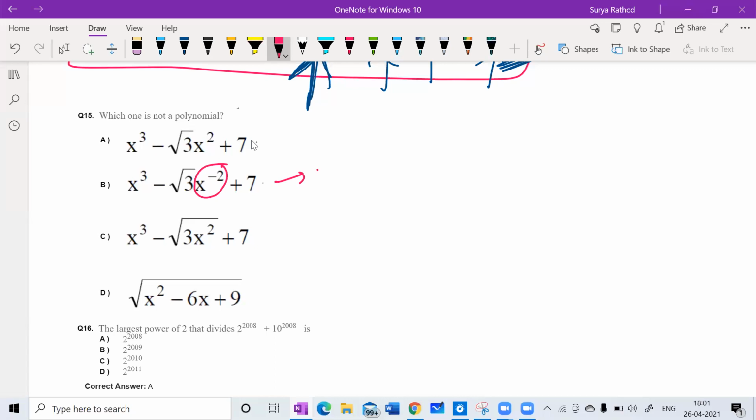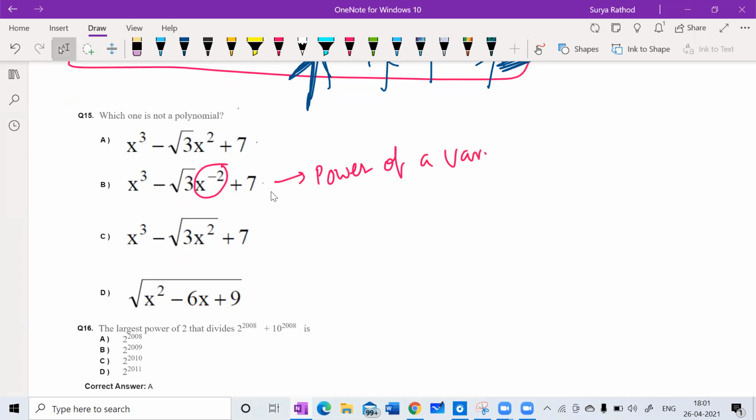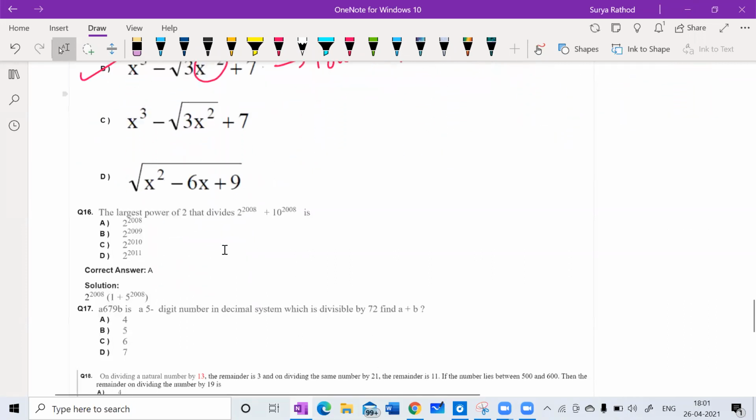Power of a variable is what? Is not a whole number. Are you getting my point? So the power of the variable is not a whole number. So option B is correct. Any doubt here? No, sir. Power of a variable is not a whole number. So option B is not a polynomial. I hope I cleared your doubt.